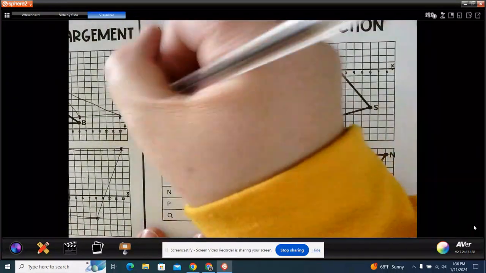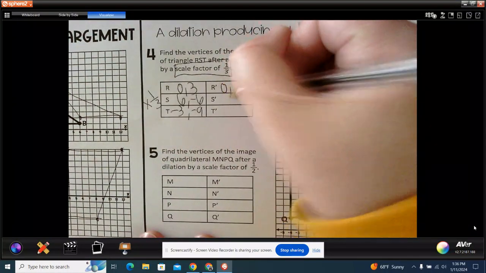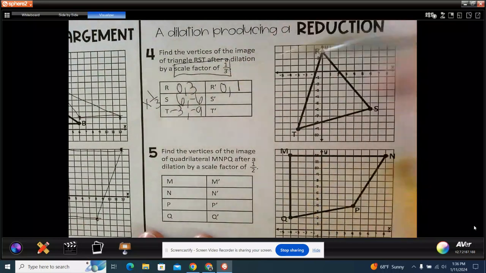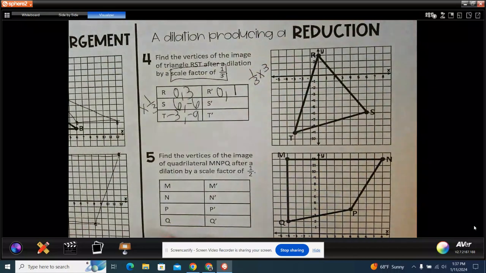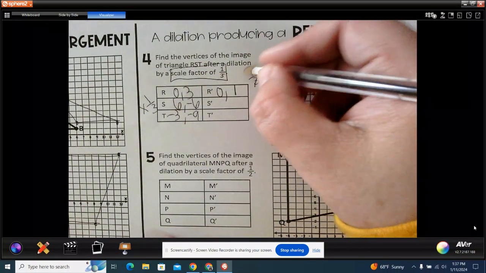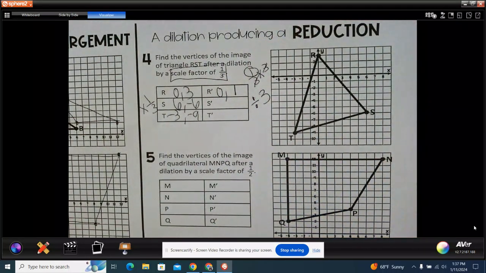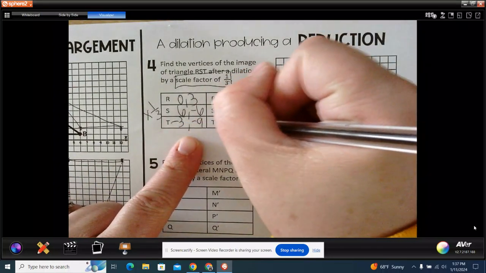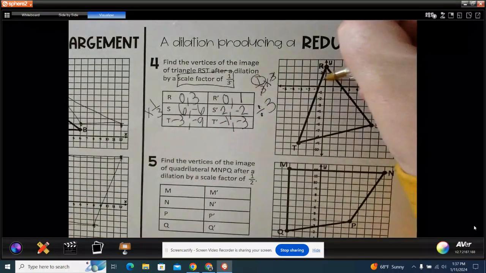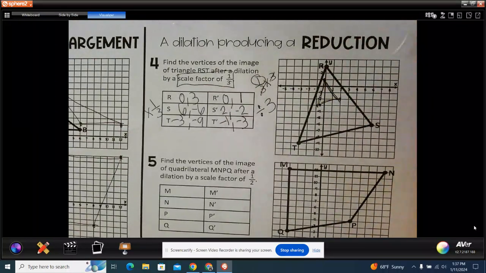So with a fraction, we're still timesing it by 1/3. So we're going to do 1/3 times 0, which is 0. 1/3 times 3, which is 1. Another way is looking at it by dividing it by 3, cutting something into thirds. So 6 would turn into 2, negative 6 would turn into negative 2, then we have negative 1 and negative 3. So when we graph it, we can see that we have a smaller triangle, and this triangle is now 1/3 the size of the original.